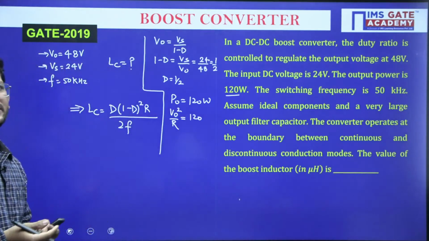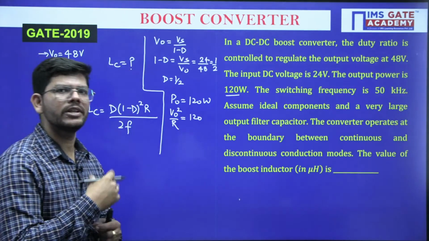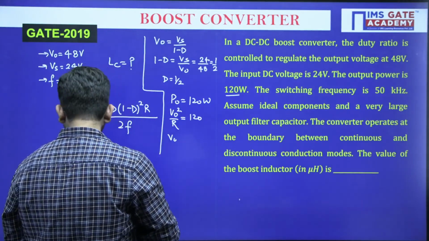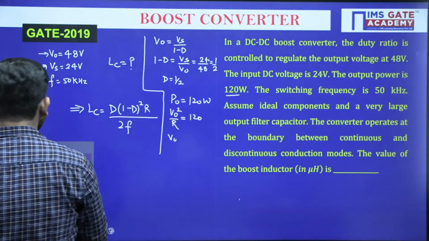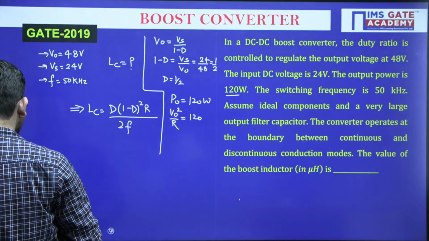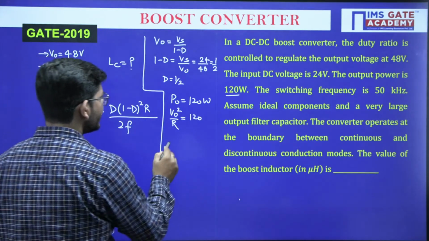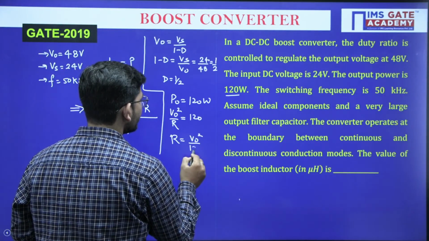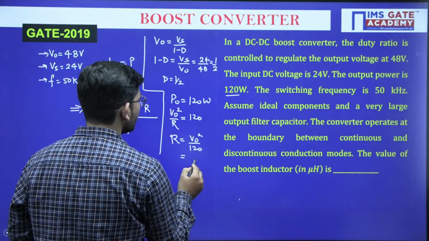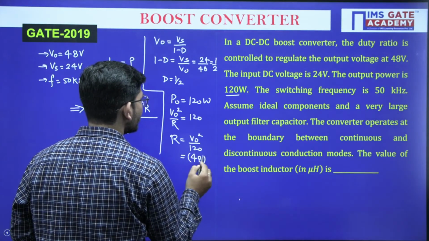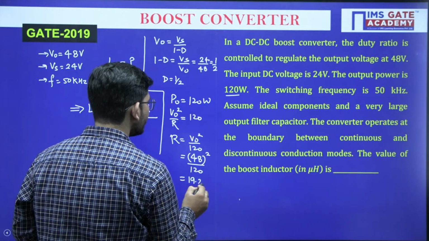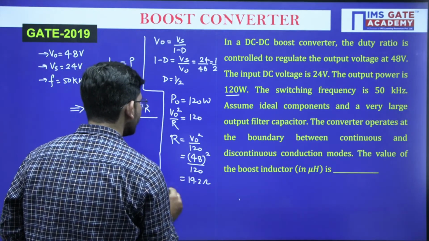Since ripples are not there, we can assume that RMS and average values are equal. So V naught, that will be, we required R naught here. So what will be R here? The R value that we will be getting from here will be V naught square divided by 120. How much is V naught? It's 48 square divided by 120. So from solving, you will be getting 19.2 ohms as the value of resistance.